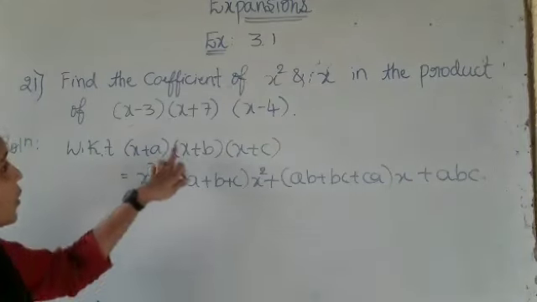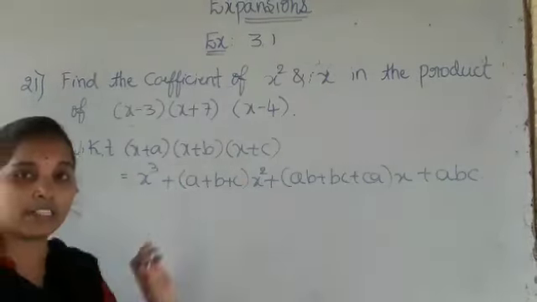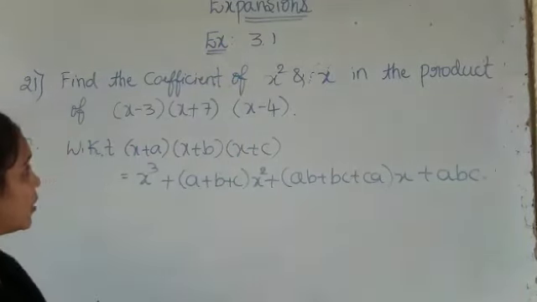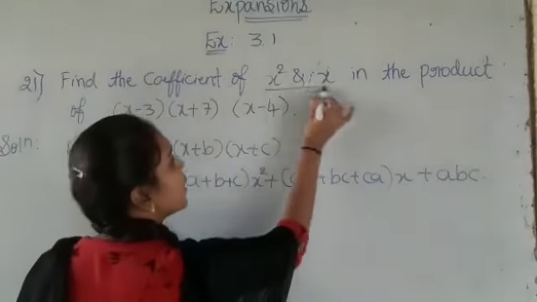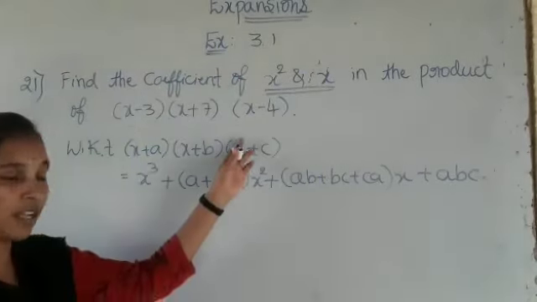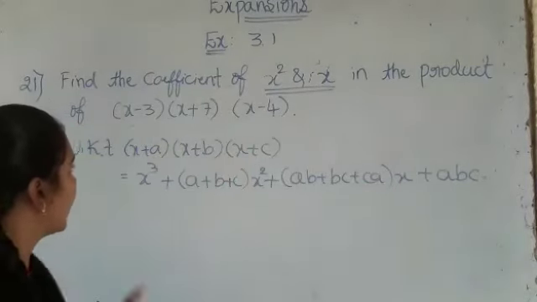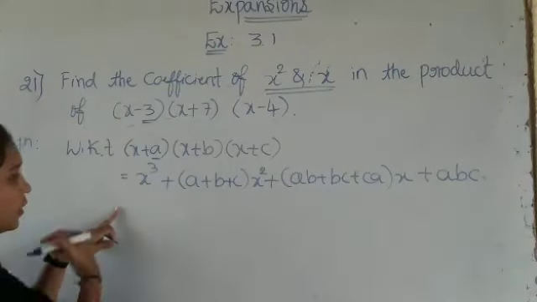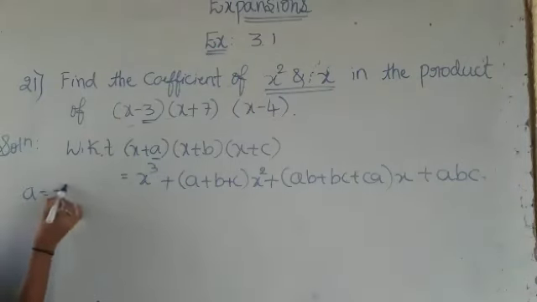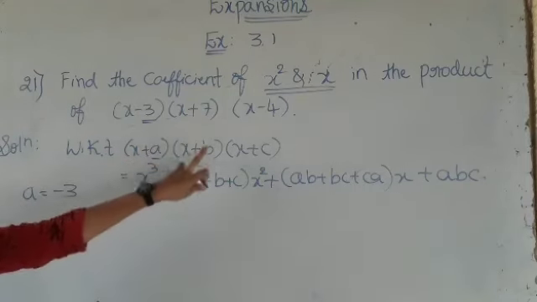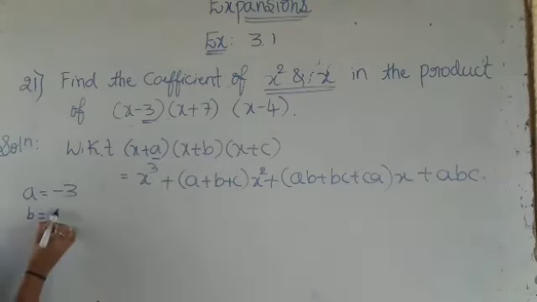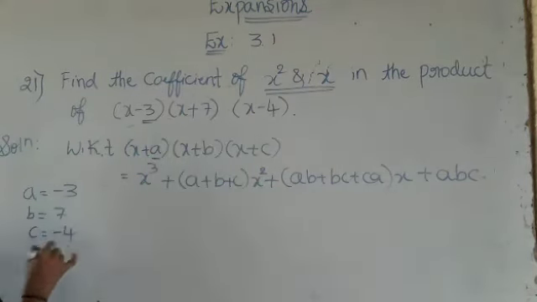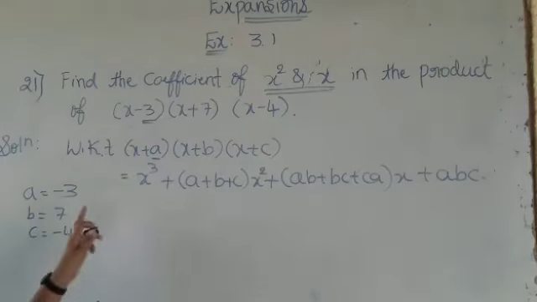So according to this, we just have to compare the given expression with this identity, that is (x plus a) into (x plus b) into (x plus c). By observing this, we have to find the coefficient of x square and x in the given expression. Here by comparing we will notice that the value of a is minus 3, the value of b is plus 7, and c is equal to minus 4. So these are the values of a, b and c.